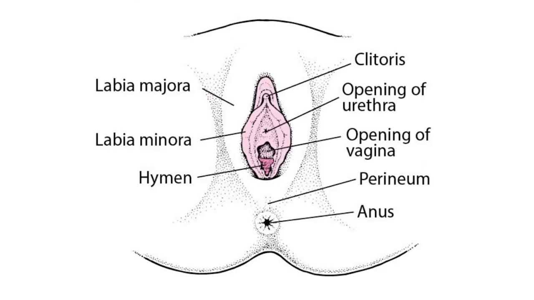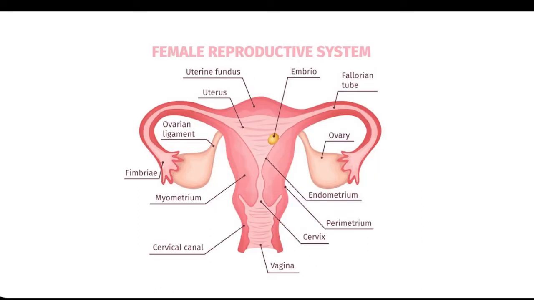And now onto the female reproductive parts. We're going to do inner and outer. So we're going to do the outer first. And we have the clitoris, the labia minora, the urethral opening, the labia majora, the vagina, and the anus. And for the inner, we have your ovaries, fallopian tubes, uterus, endometrium, cervix, vagina, and your vulva.